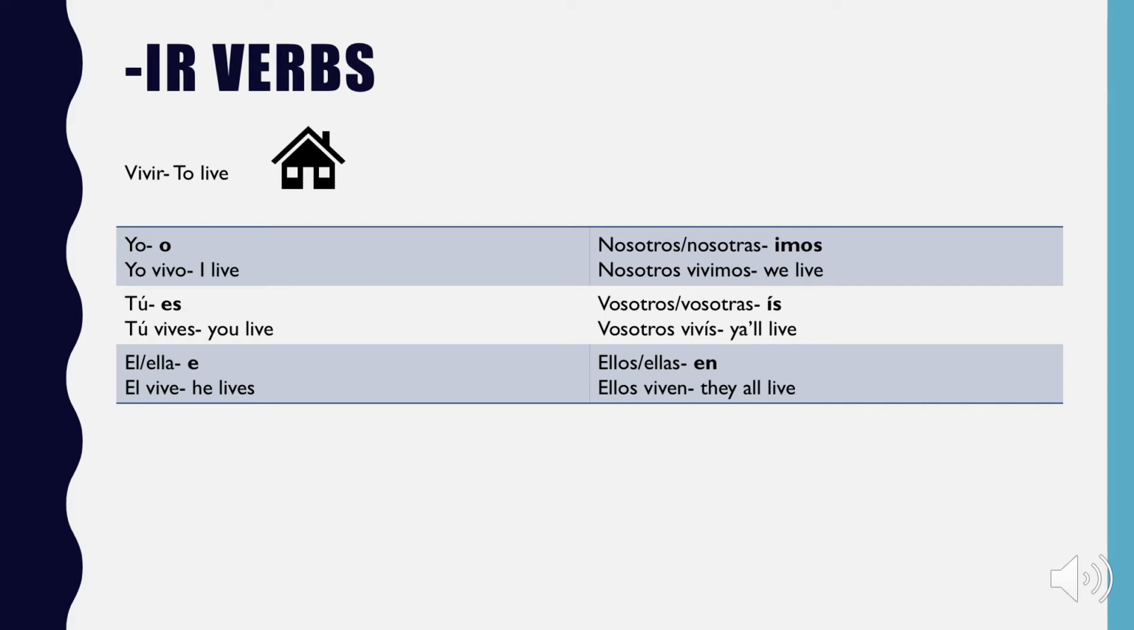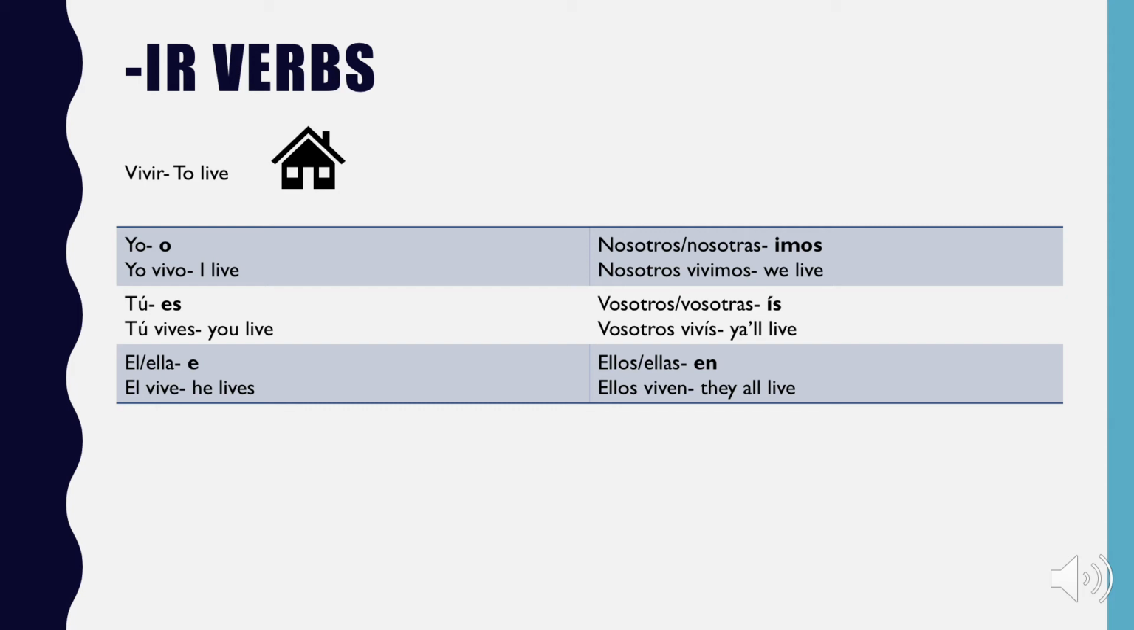The tú form is the same as the tú form in the ER verbs, so the ending is es. Everyone say tú vives, you live. In the él form, it's also the same as the ER verbs. We replace the IR ending with an E. We say él vive, he lives. Everyone say él vive or ella vive.